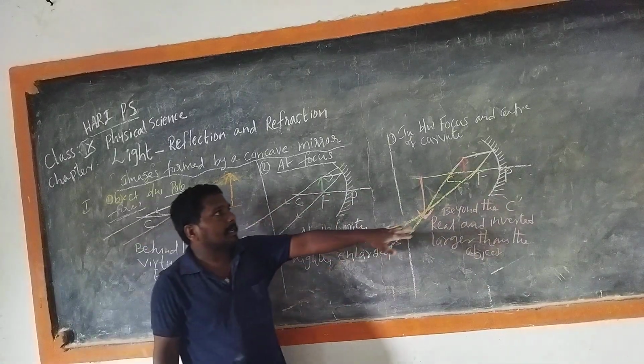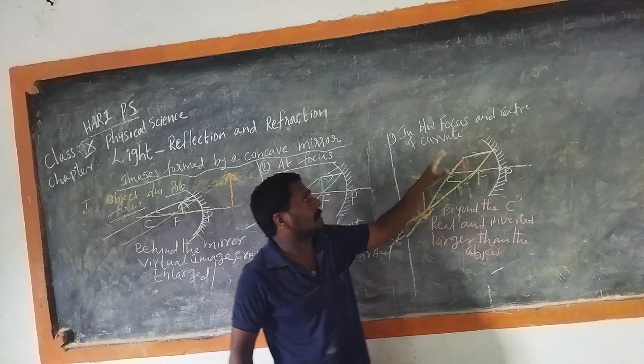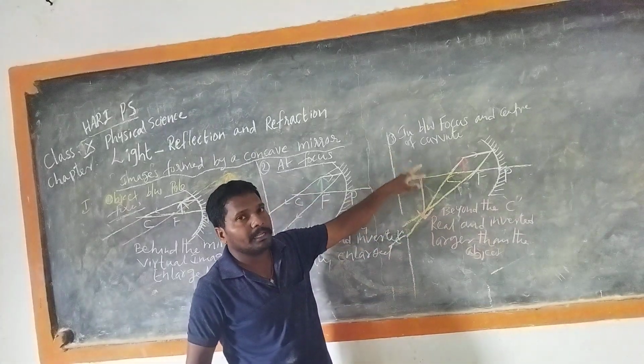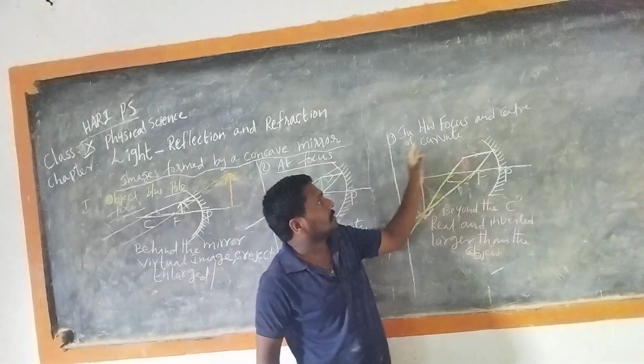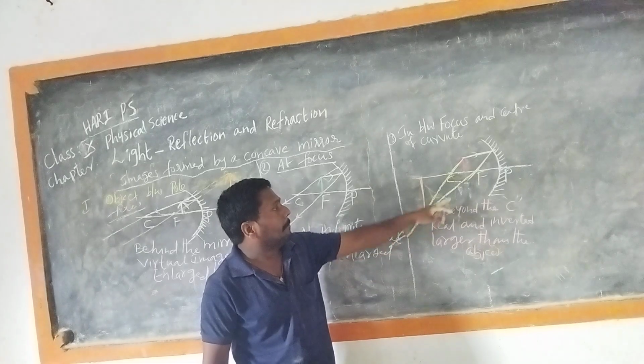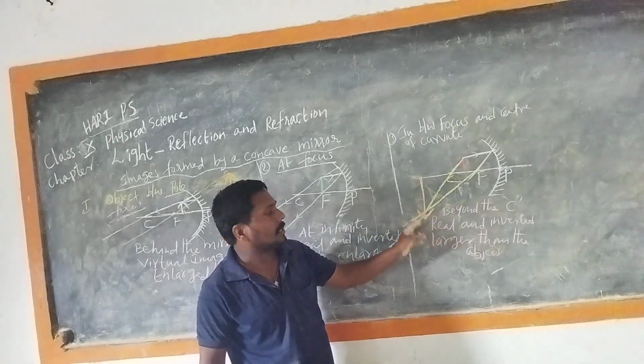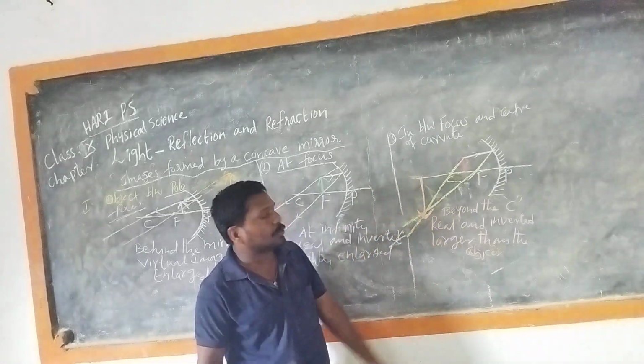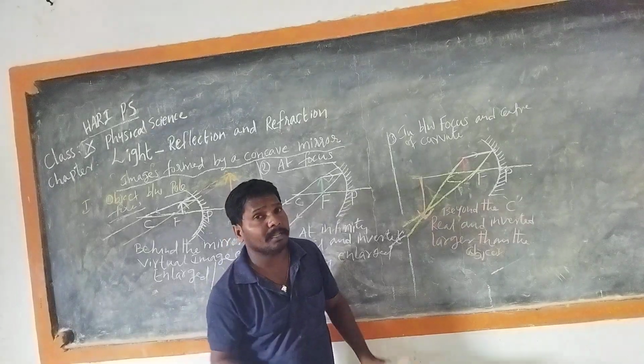So, if the object is placed between the focus and the center of curvature, the image is formed behind the center of curvature. Real image and virtual image is formed. What is the real image?